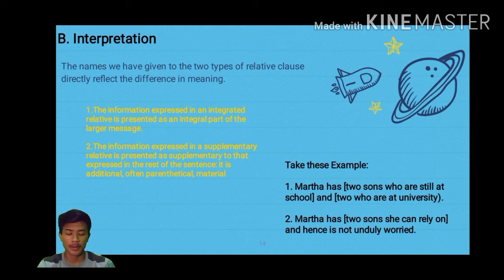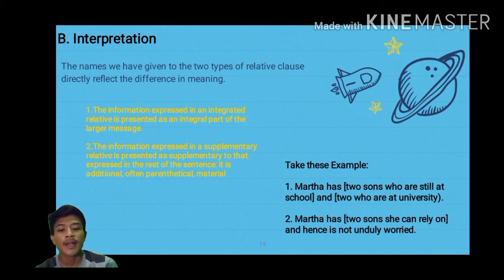Our topic is interpretation. The names we have given to the two types of relative clause directly reflect the difference in meaning. The information expressed in an integrated relative is presented as an integral part of the overall message. The information expressed in a supplementary relative is presented as supplementary to that expressed in the rest of the sentence. It is additional, often parenthetical, material.